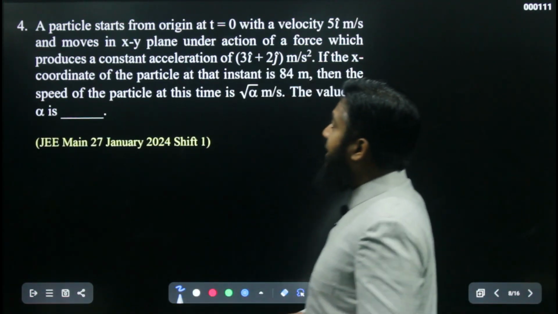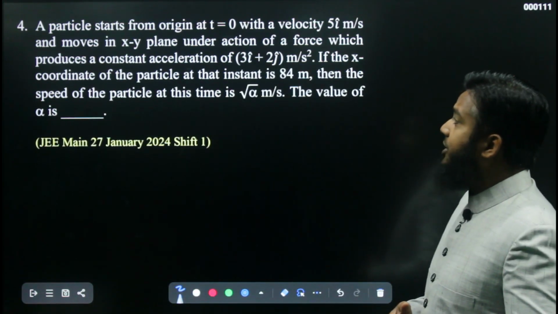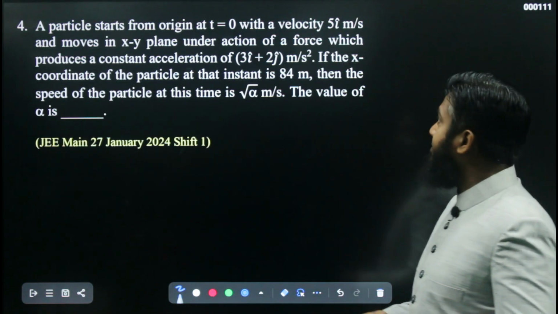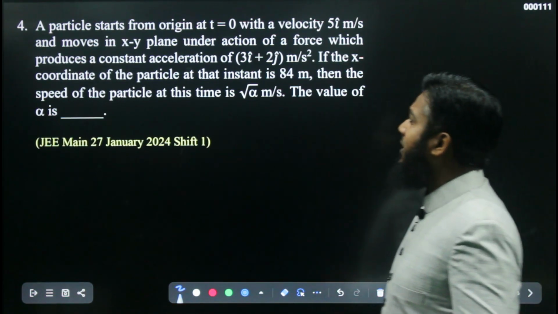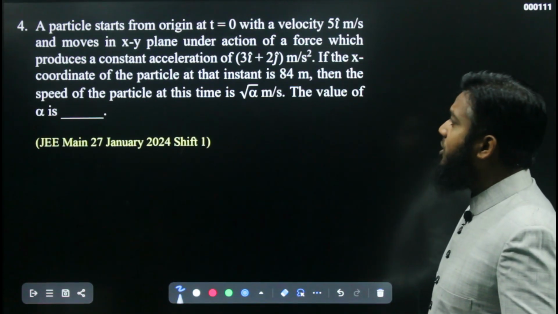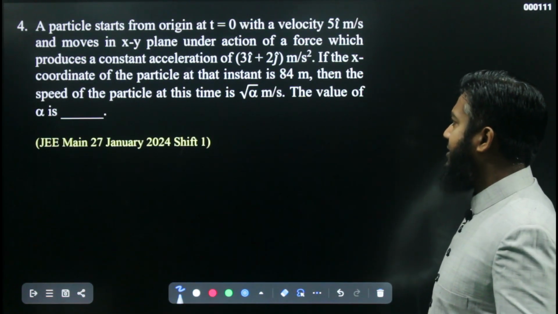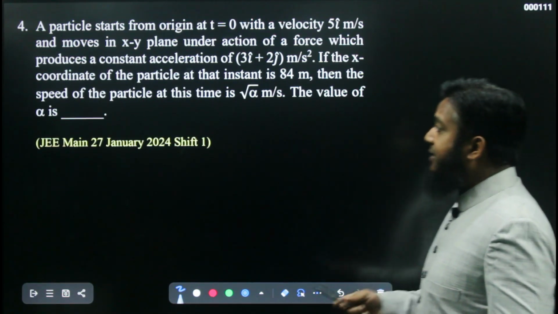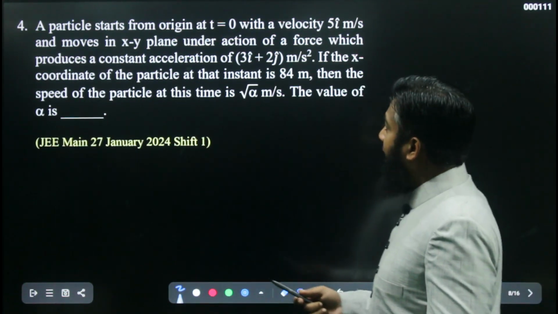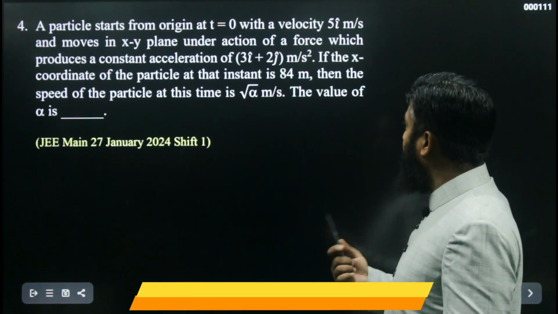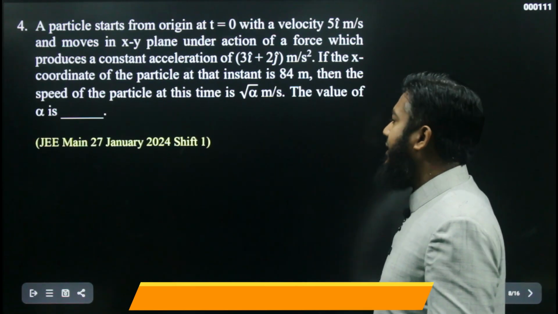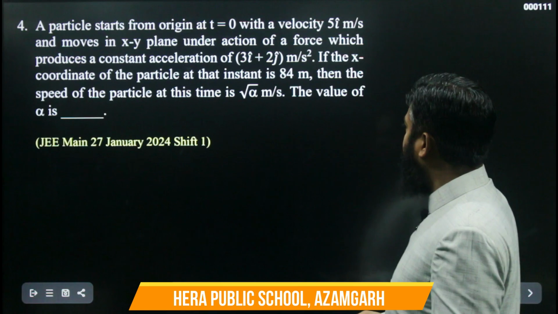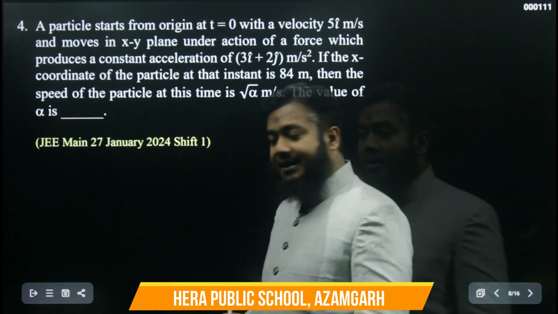Now it says a particle starts from origin at t is equal to 0 with a velocity 5 meter per second and moves in xy plane under action of a force which produces a constant acceleration of 3i plus 2j meter per second square. If the x coordinate of the particle at an instant is 84 meter, then the speed of the particle at this time is square root of alpha meter per second. The value of alpha is.